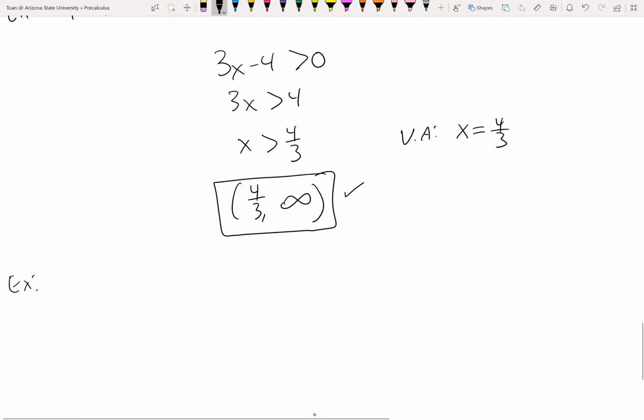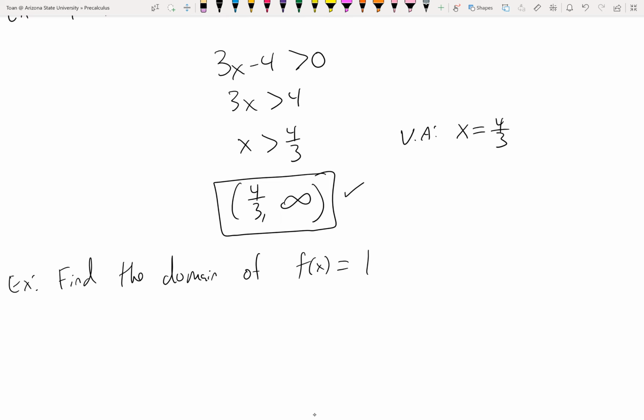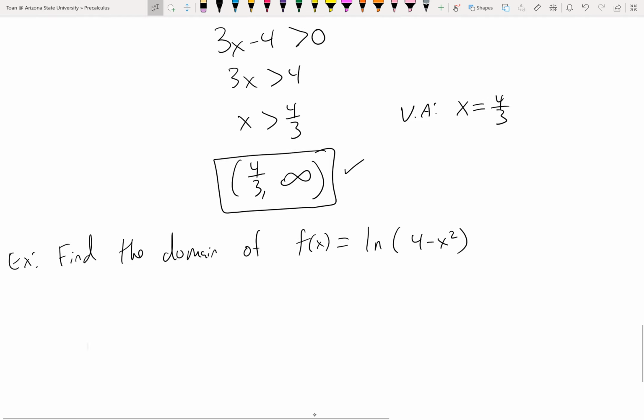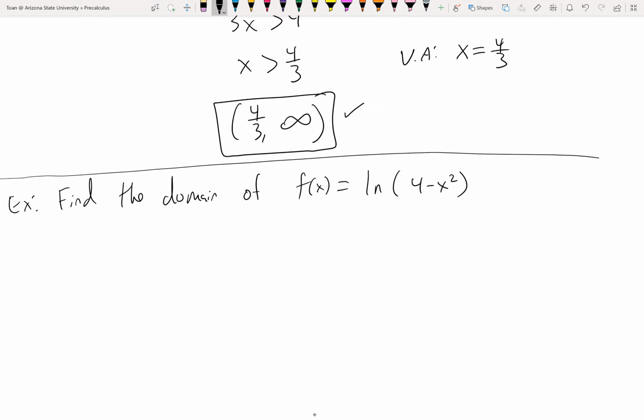Since finding the domains involves solving an inequality, we might be expected to solve nonlinear inequalities. So let's refresh our memories on that. Say ln of (4 - x squared). So let's say I ask you to find the domain of that guy. So, okay, we go ahead and set the inside stuff greater than 0. Oh no, this is an inequality, and I have nonlinears. So I cannot solve this straight up.